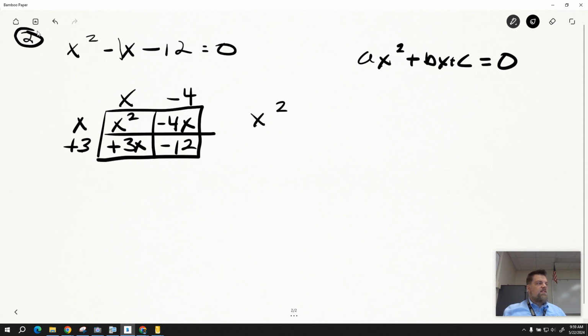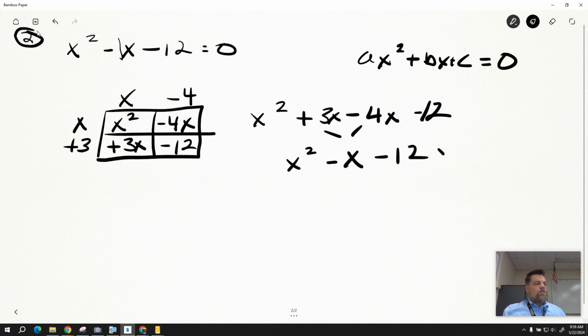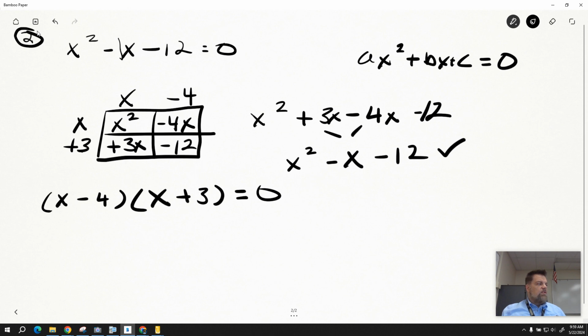In other words, this is x squared plus 3x minus 4x minus 12. And then when you combine like terms, you get x squared minus x minus 12. So that works out. In other words, this whole thing is going to be x minus 4 times x plus 3 equals 0. So from here, you take the two factors, they have to equal 0.